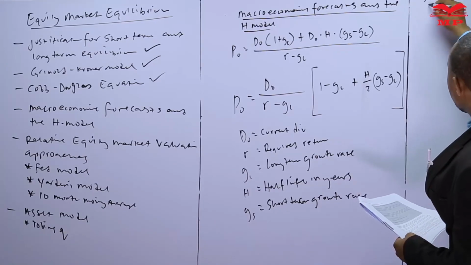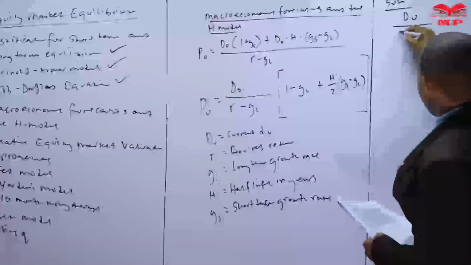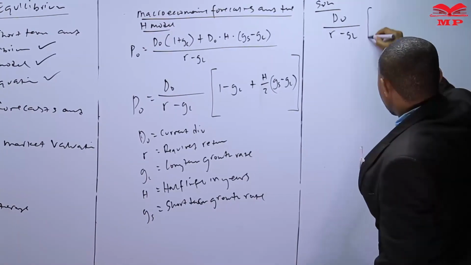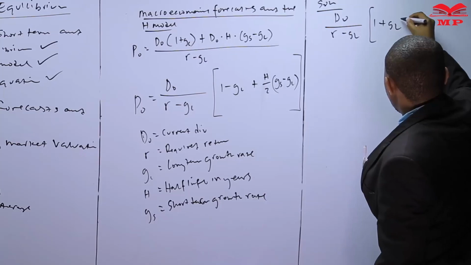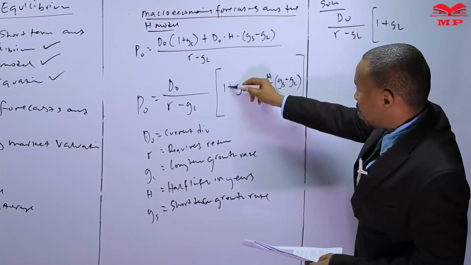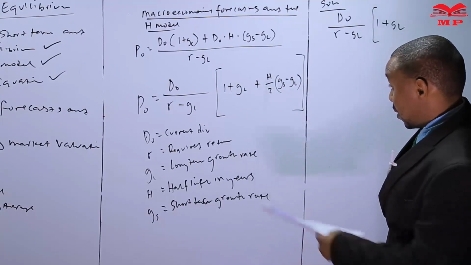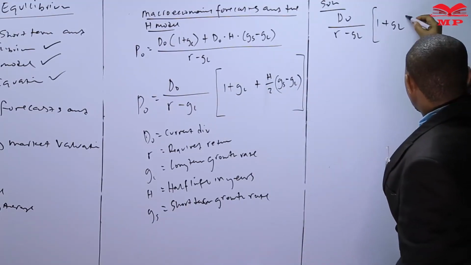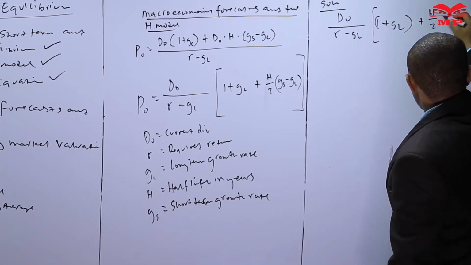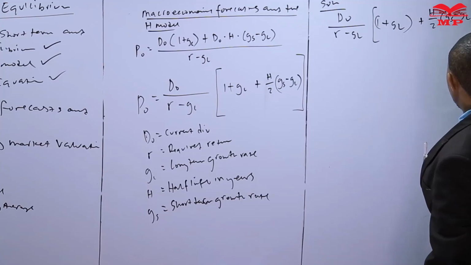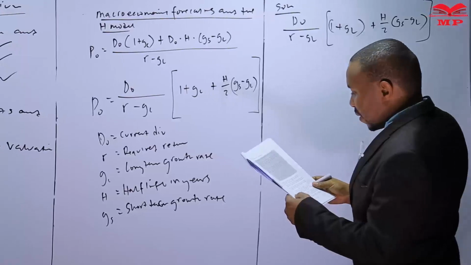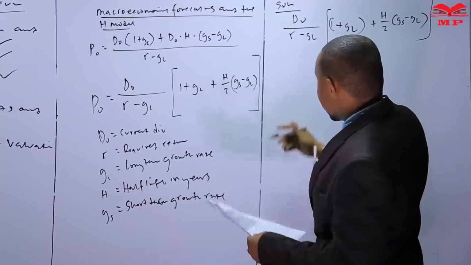Solution. Here we have D0 over (R - GL), then we multiply that by (1 + GL). Apologies, I made a mistake over here. This should be plus. Please change that to plus. Yes, that is 1 plus GL, then plus the half-life, which is H over 2, then GS minus GL. So D0, how much have we been given as the dividends? We've been told that the current dividend is 12.